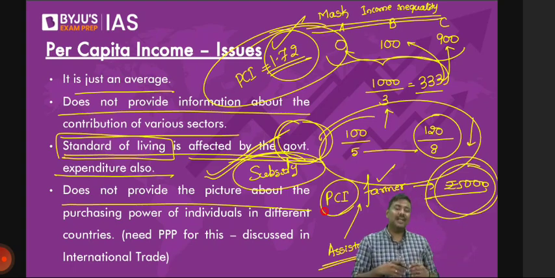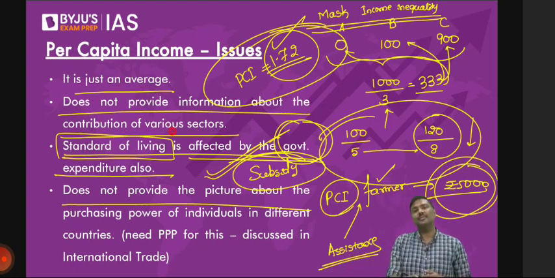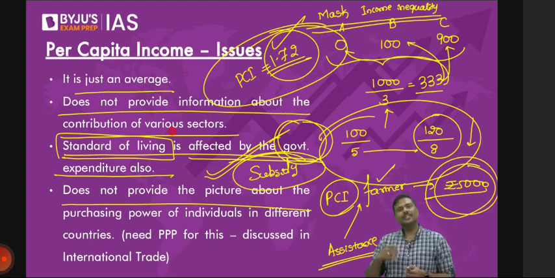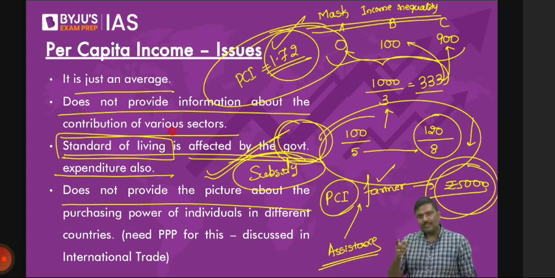For example, you say per capita income of India is 1.72 lakh rupees. Looking at it, are we better compared to USA? Just think of it. Are we better compared to China or any other country? Answer is no. You will not be able to come to know the information.